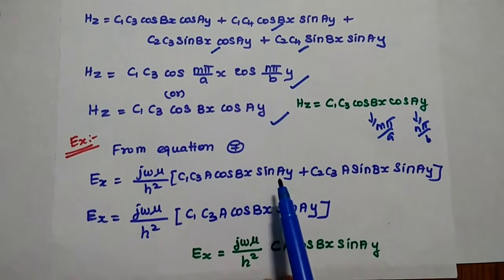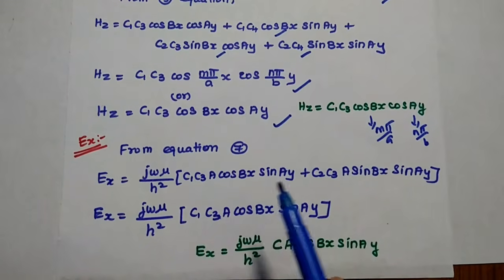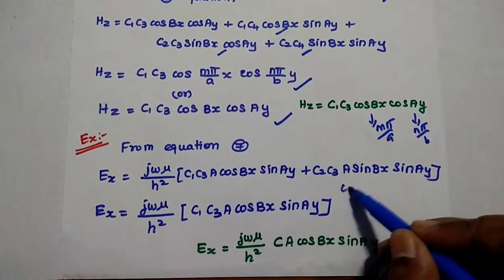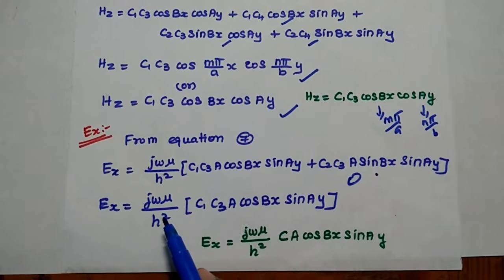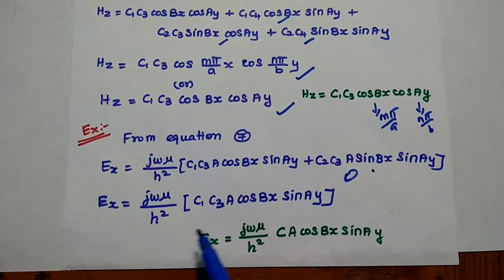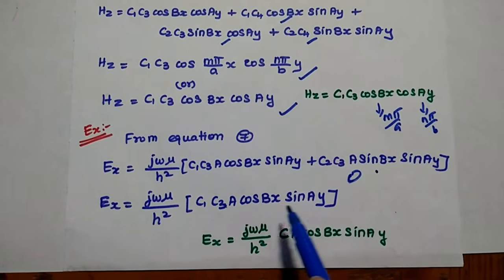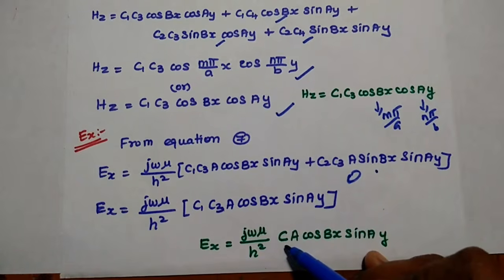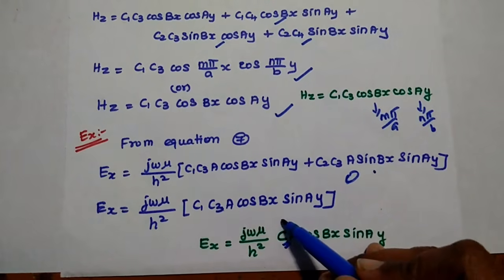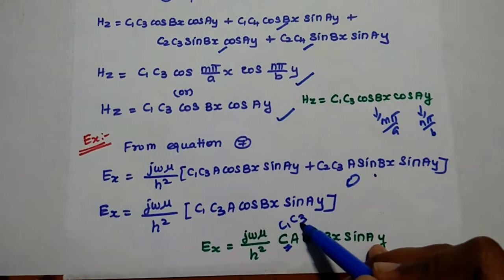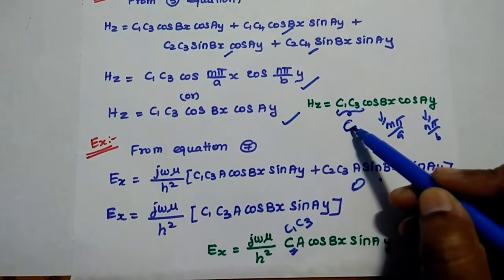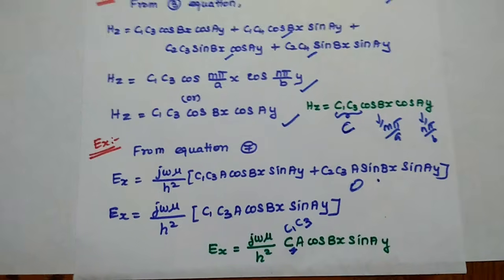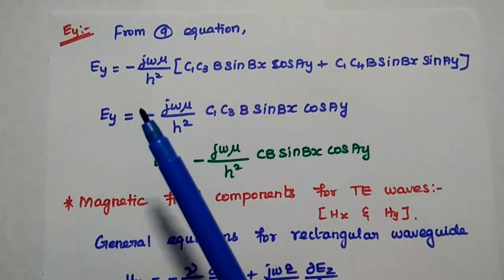Okay, so next Ex. For that we can consider the seventh equation. So this is the seventh equation, right? In this seventh equation, we can substitute the constant value C2 is equal to 0. Then this term becomes 0. We can get Ex is equal to j omega mu by h squared C1 C3 A cos Bx sin Ay. Here we can consider C as the product of C1 and C3. The same way we can consider C1 and C3 as a common constant term C.